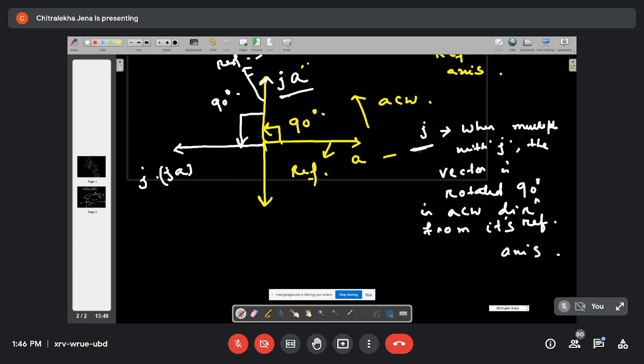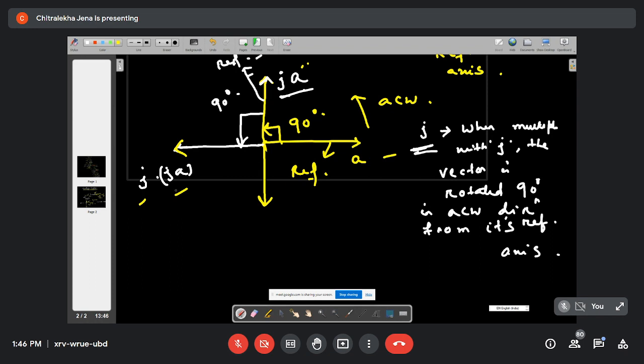I have taken the variable j. When j is multiplied with a vector or phasor, it is rotated 90 degrees from its original axis. Am I clear to all of you or not? So here, can I write j into ja? Up to this, did all of you understand? Ma'am, can you repeat this again?